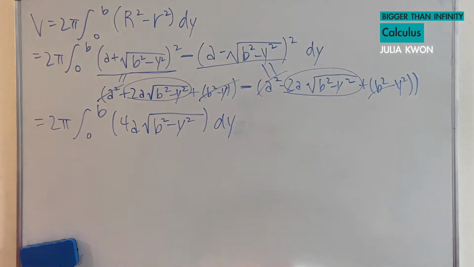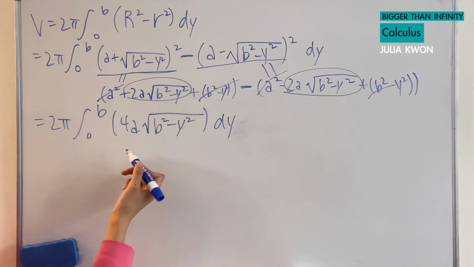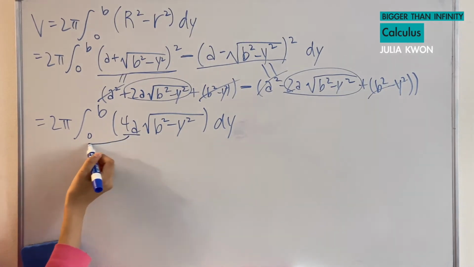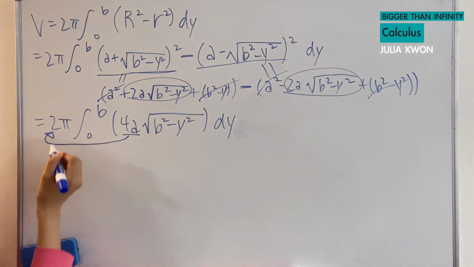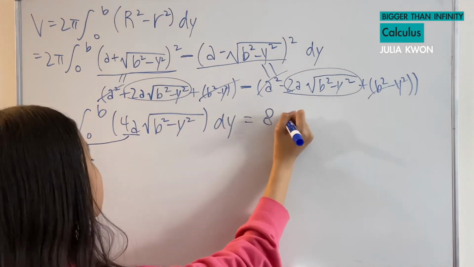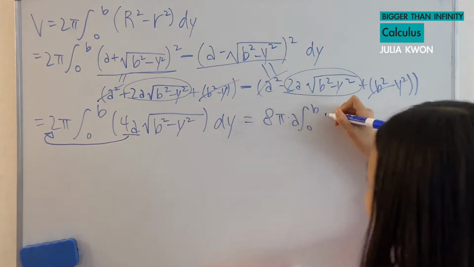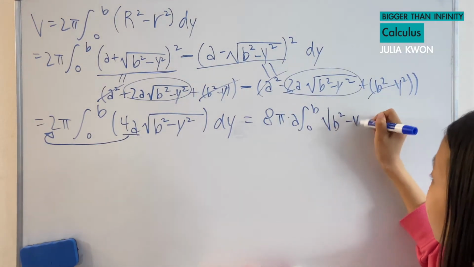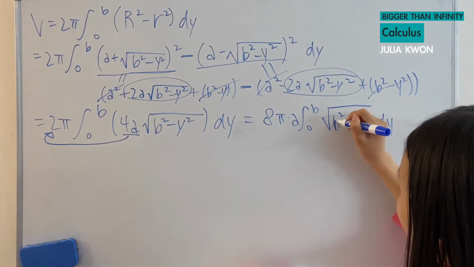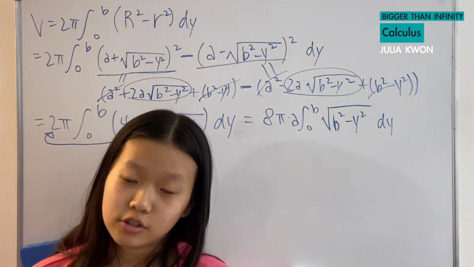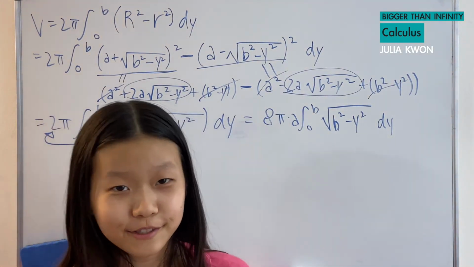Okay, now, since we're going to be integrating this in terms of y, we can just think of the 4 times a as constants, so that means that they can go in the front with the 2 pi. Okay, now to integrate this, we're going to use trigonometric substitution.